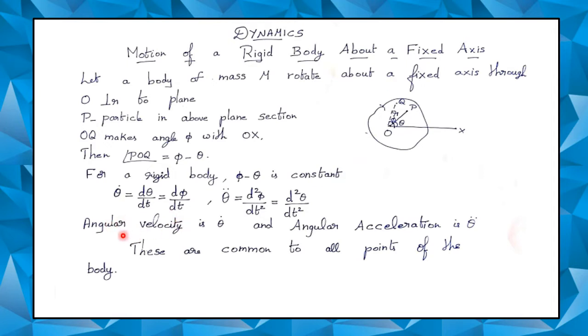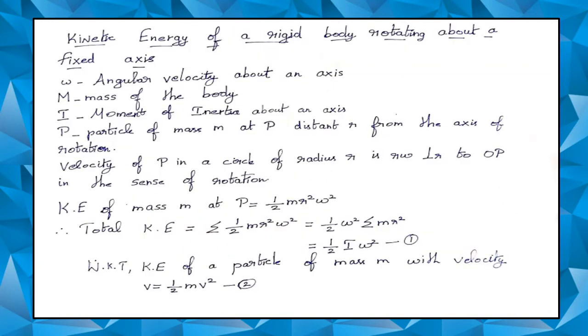And we already know this. Angular velocity is theta dot, given by the expression d theta by dt, and that is also equal to d phi by dt. And angular acceleration is theta double dot, that is d square phi by dt square, and that is equal to d square theta by dt square. So these expressions are common to all the points in the body.